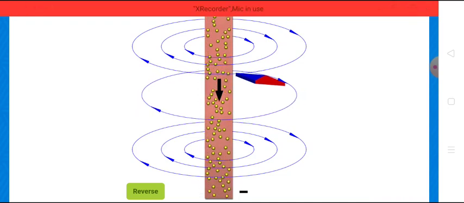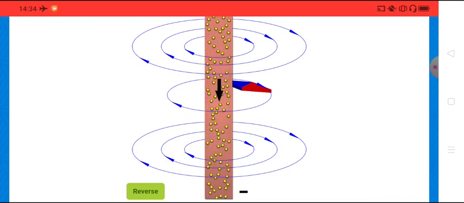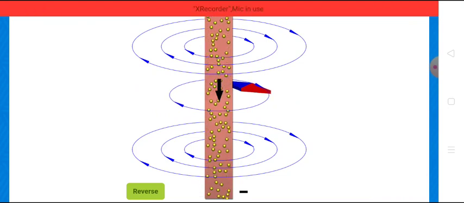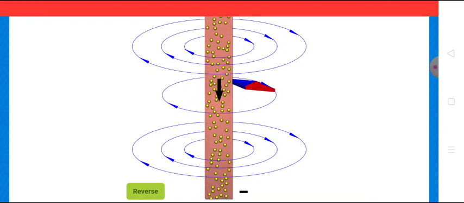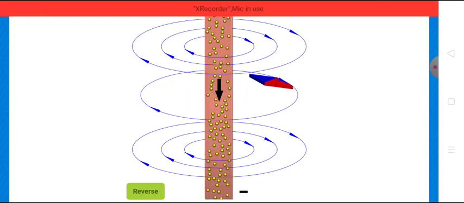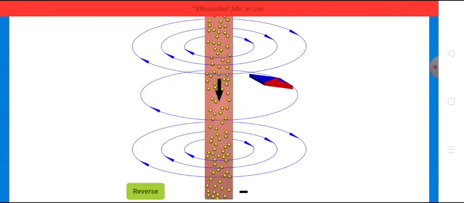Now if I move this compass close to the wire, then you can find the shape of the circle is also reduced. This means the radius of the circle is also reduced. And if I move away from the current carrying wire, the radius of the circle goes on increasing. See?